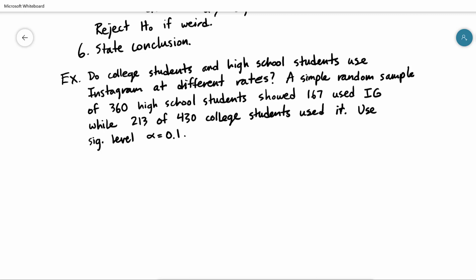Okay, so here's our question. Do college students and high school students use Instagram at different rates? We see that 167 out of 360 high school students use it, while 213 out of 430 college students use it. So we want to see if those two proportions are different enough that we suspect that it's strong enough evidence to suspect that college and high school students actually use Instagram at different rates.